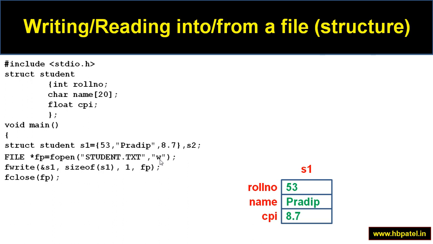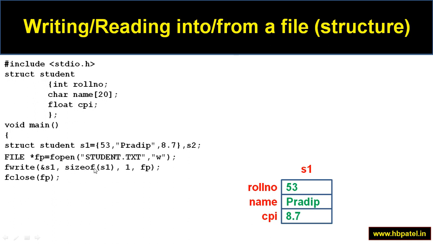Now to write an entire structure, we don't use putc, we don't use putw, we use fwrite. So fwrite is file write. We are going to provide 4 different arguments. The first one is fp, from the left. Fp means we are going to write into the fp file, student.txt. This one is the total number of elements. The total element is the one structure.